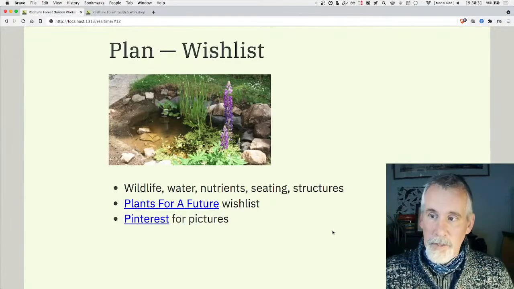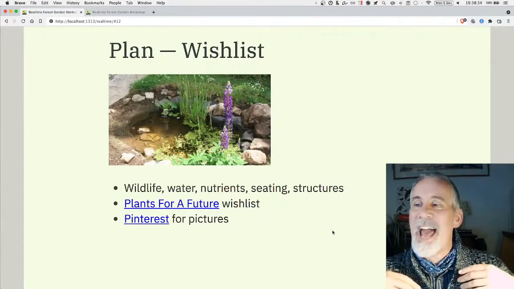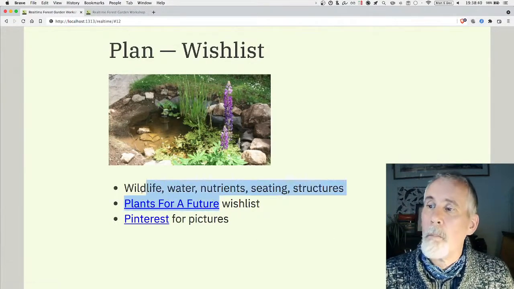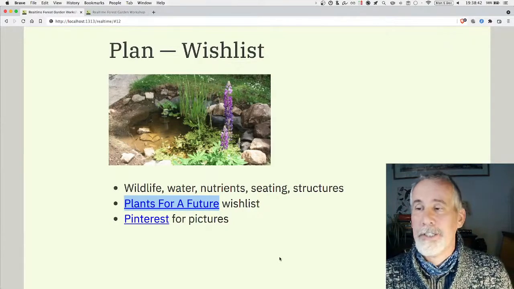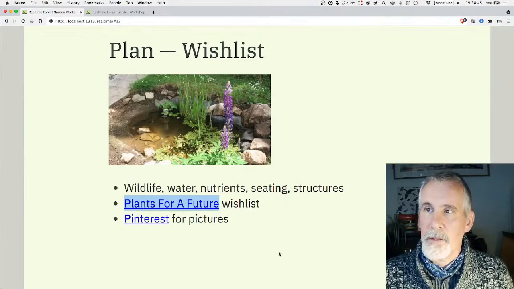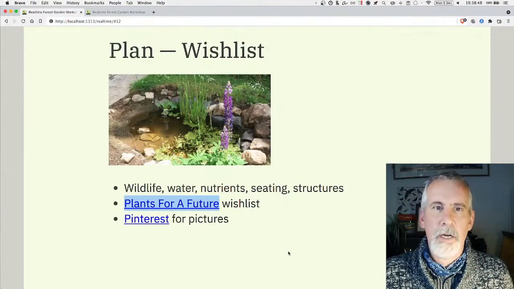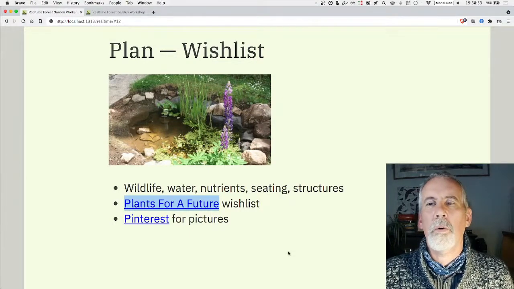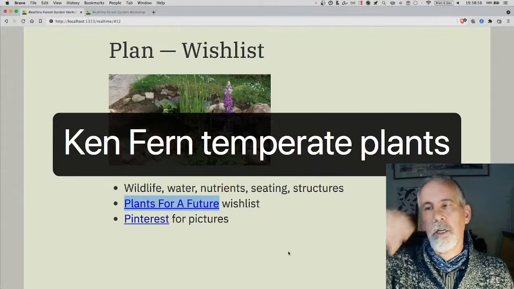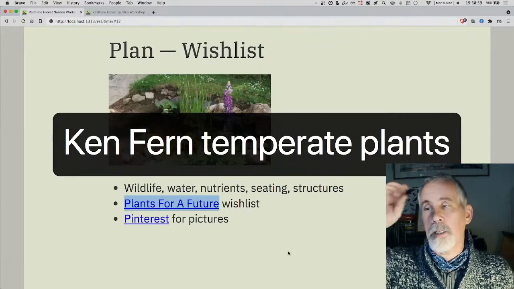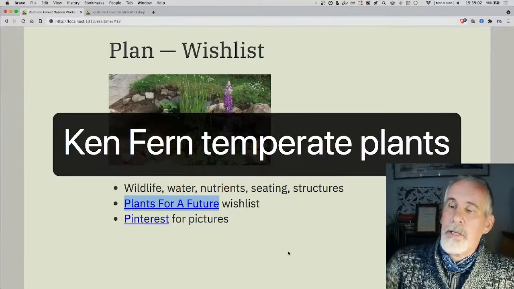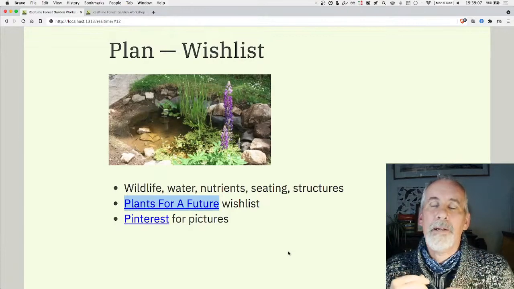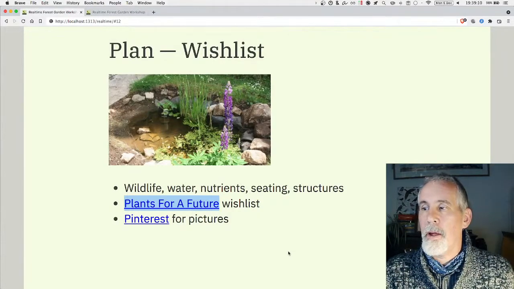So make a list of all the different features that you want. Then make a list of all the plants that you want. Now, unfortunately, there's a fantastic website called Plants for a Future. It has crashed today. It's just been offline all morning. There is an alternative. If you search for Ken Fern temperate plants, he's the guy who set up Plants for a Future, but now has his own website. He has a database that you can use in the meantime until Plants for a Future comes back on. But it's a fantastic resource. It lists a whole load of plants with different uses, and it's brilliant.